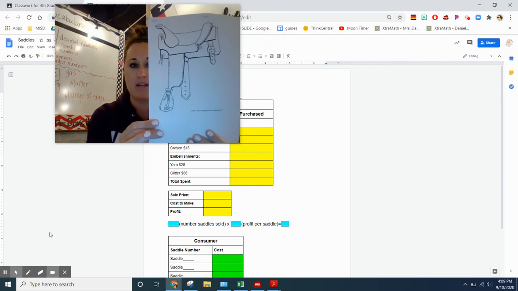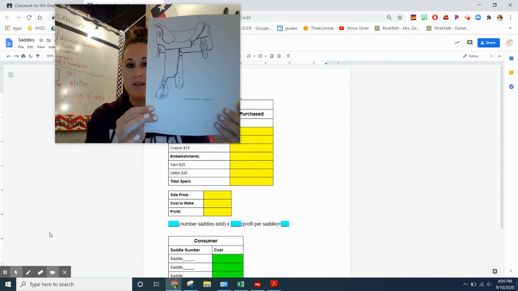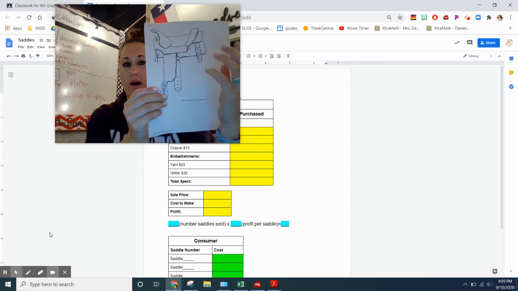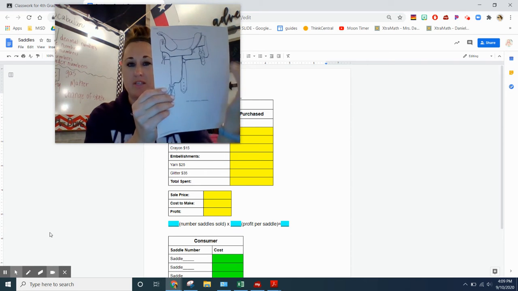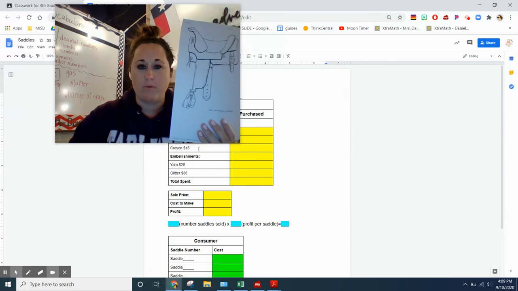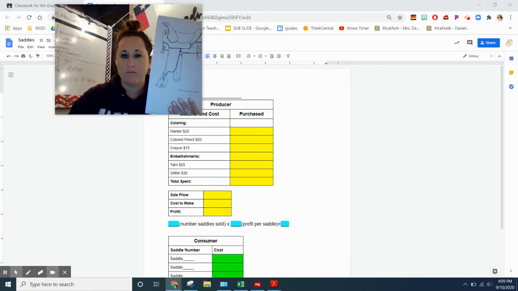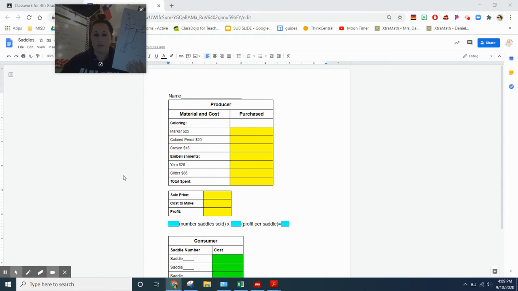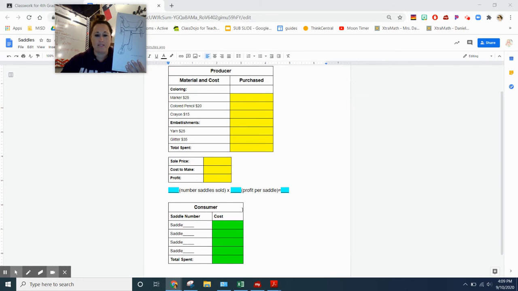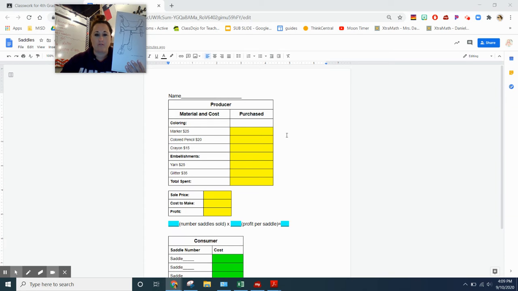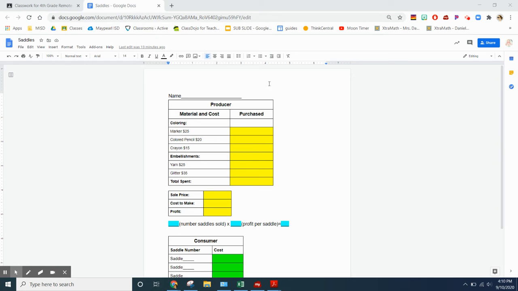Again, this is a saddle that you should have printed, and you're going to embellish it and design it. With this project on day one, you have this document. Today we're only going to fill in what is yellow. The blue and the green stuff is for next week. So today, Friday, you're only going to fill in what is yellow.